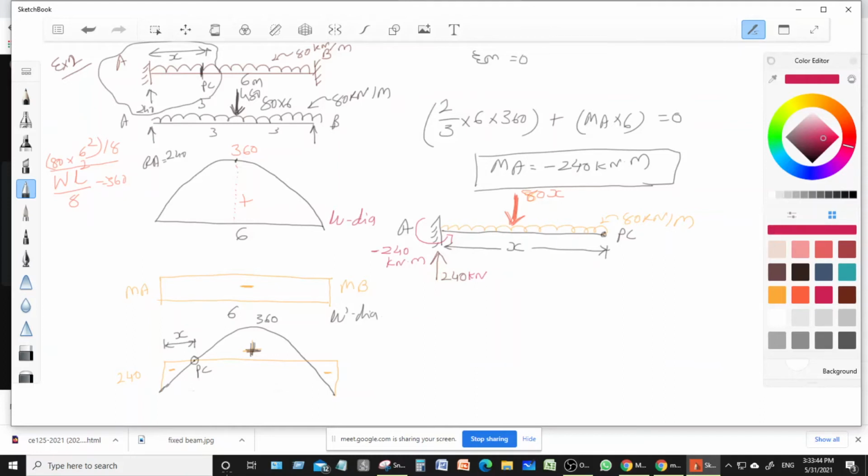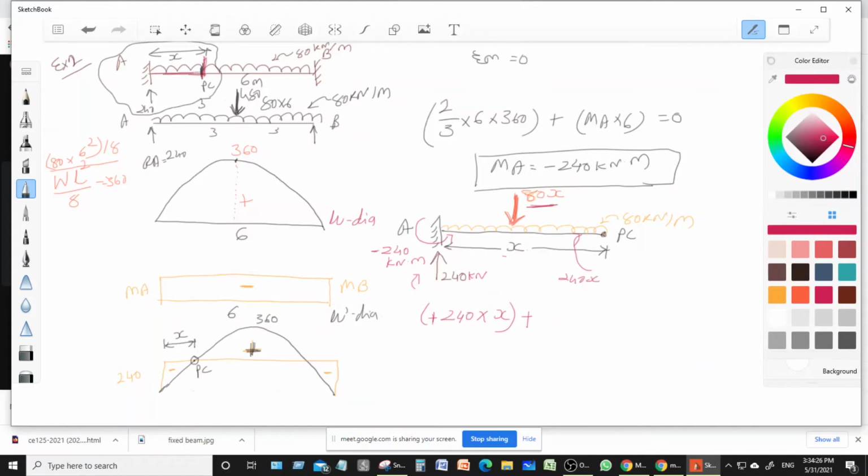Now let me take the moment with reference to this point of contraflexure. So what will be the moment due to this load? Force into distance. So due to the reaction RA, that is 240, force into the distance x. This moment is a left hand side clockwise moment, so we consider it a positive moment. Then you have another moment, due to the UDL load. See, this much portion is subjected to UDL.